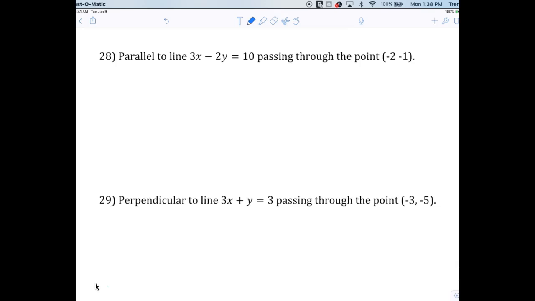I'm doing parallel. So I have to find the slope. Come on, Miss Connery, what am I doing first? Oh, no, it's just 3. I'm asking you, what am I doing? I'm putting it in the form y equals mx plus b. We're trying to find the slope. So what do I have to move? Y by itself. So negative 2y equals negative 3x plus 10. Come on, everybody's working on 28.